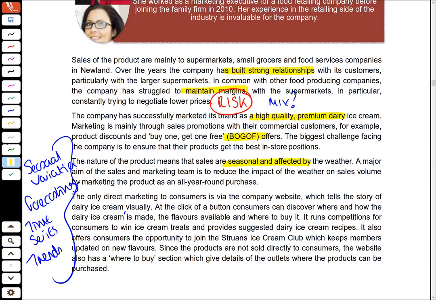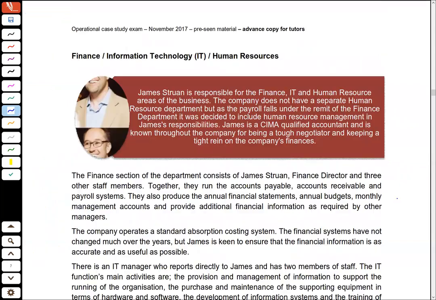We also have the fact that obviously we do want to reduce the impact of the weather on sales volume, okay, but this is difficult, isn't it? So again, from a decision-making point of view, we might even start to build in things like our probabilities. Do we deal with expected values? Sorry guys, I went the wrong way there.